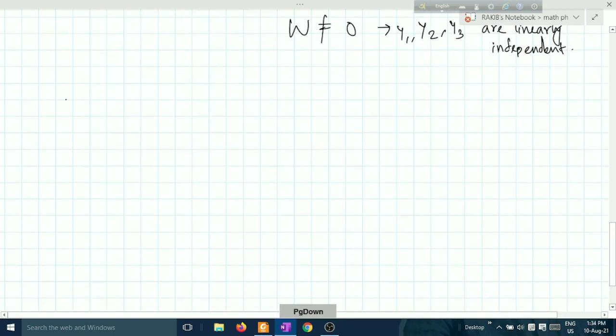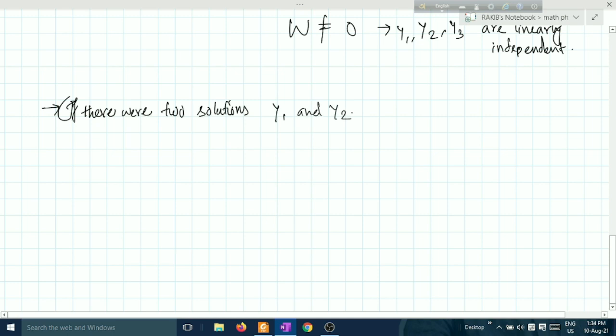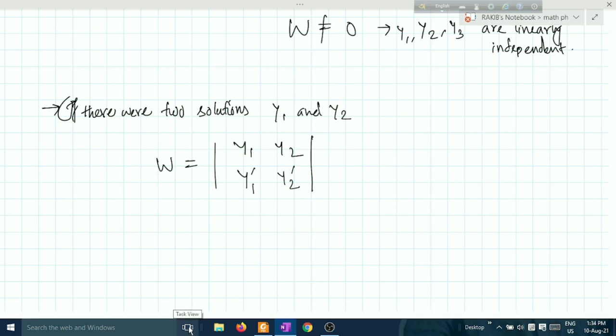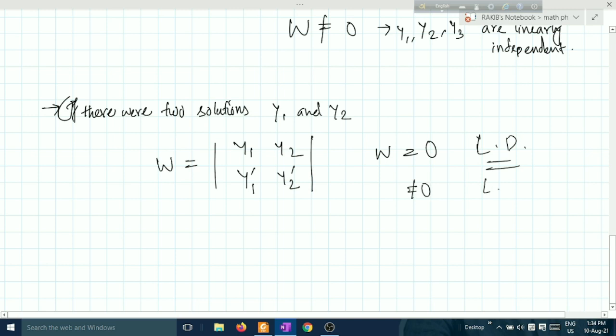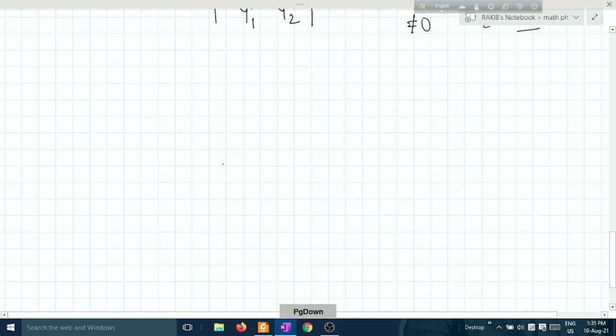If there were two solutions, say y1 and y2, then the Wronskian will be written as y1, y2, y1 prime and y2 prime. Okay, this is all. In this case, they are linearly dependent if the Wronskian is 0, and if the Wronskian is not equal to 0, they are linearly independent. So let's move to the question.